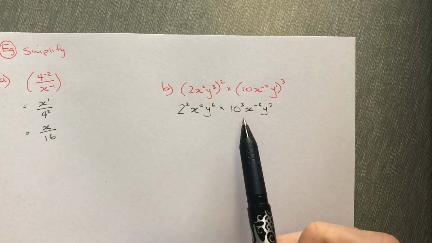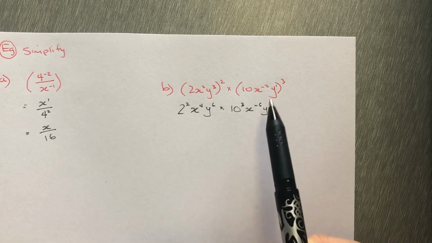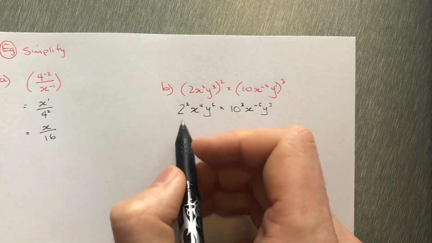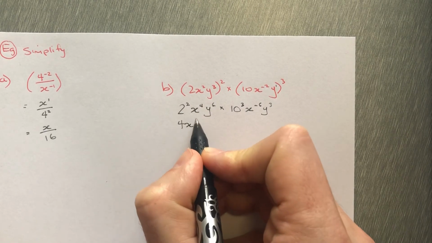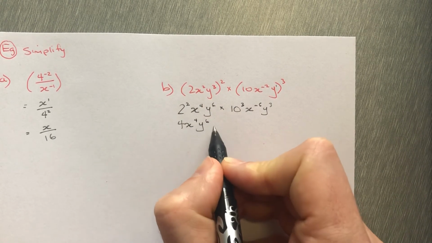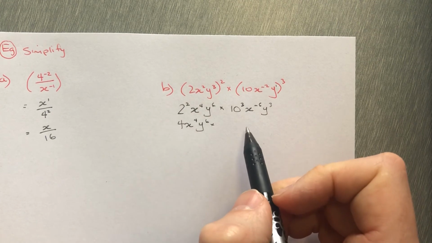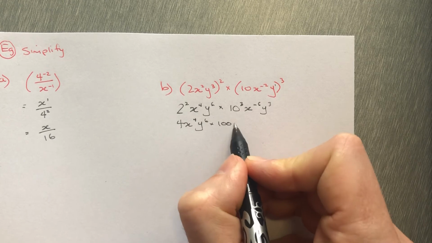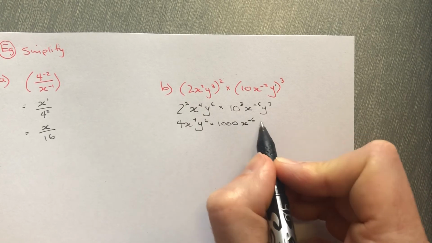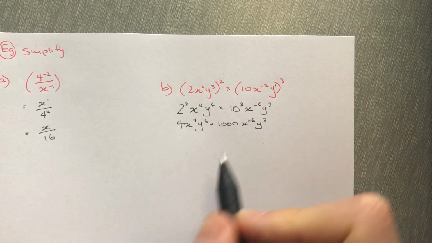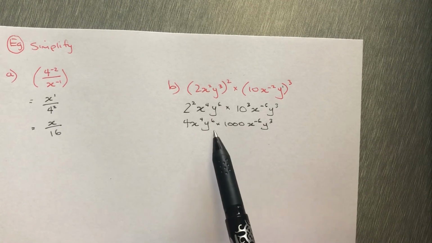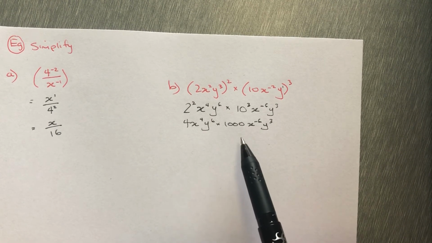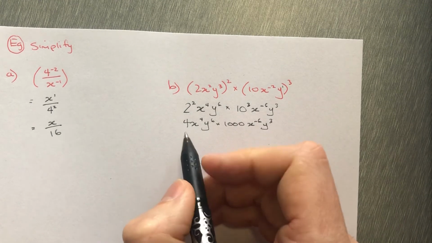Okay. We can start putting some things together, but before I do that, I might just make these more familiar numbers. So 2 squared is 4. And 10 to the power of 3. So 10 times 10 is 100, times 10 is 1000. Okay. Now we've got x's, we've got y's, and we've got normal numbers. We can kind of put it all together. So 4 times 1000 is 4000.